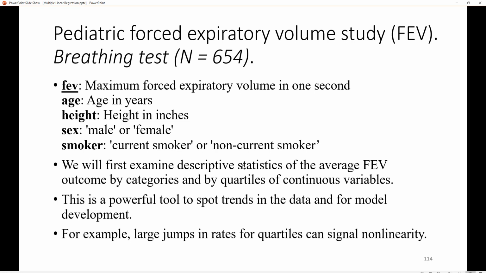We will first examine descriptive statistics of the average FEV outcome by categories and by quartiles of continuous variables. Looking at descriptive statistics is a powerful tool to spot trends in the data and for model development. For example, large jumps in rates for quartiles can signal nonlinearity. And just as a reminder, this is on pediatric FEV scores, so we're looking at those under 18 and the volume of air that they can exhale in 1 second.